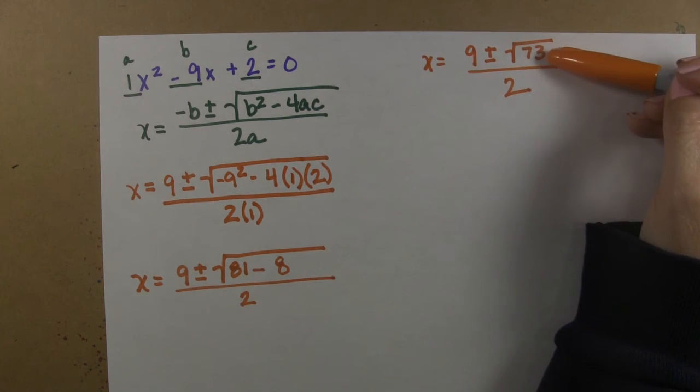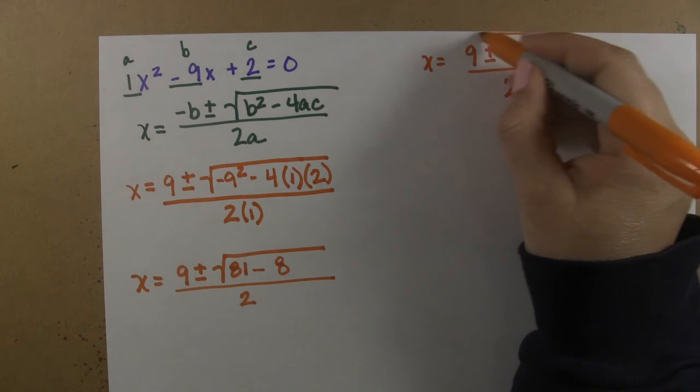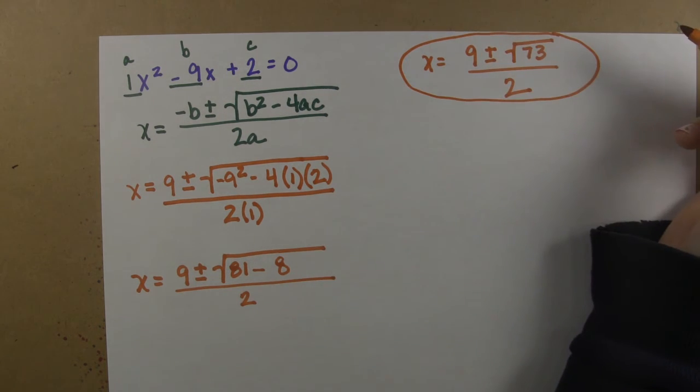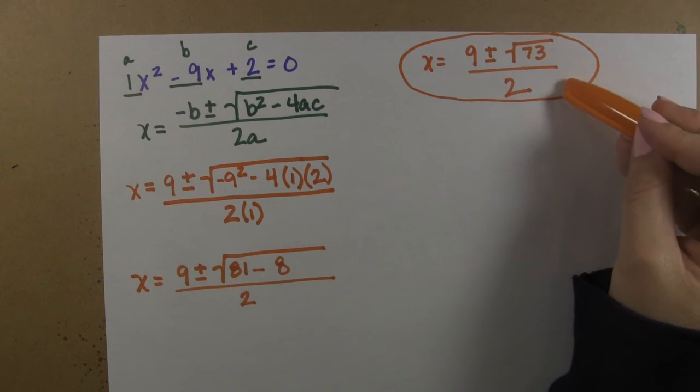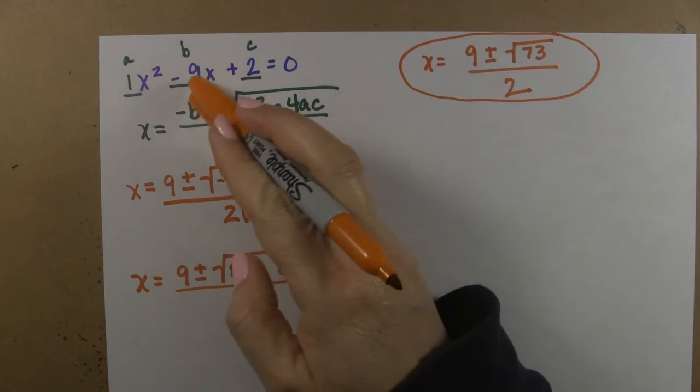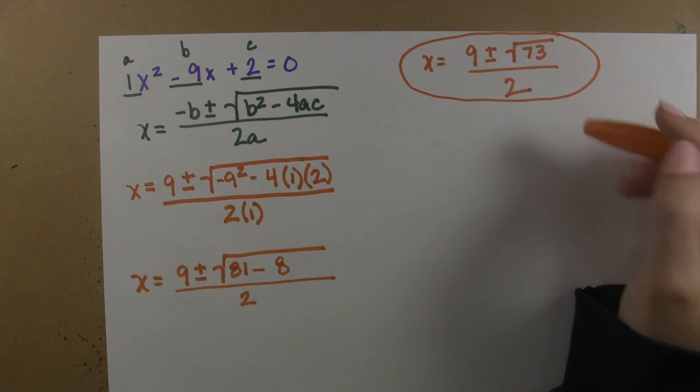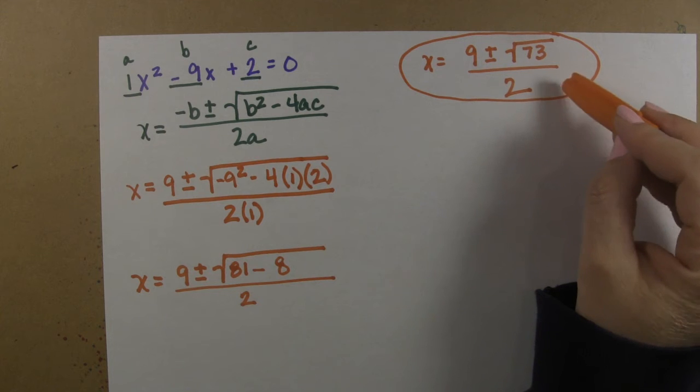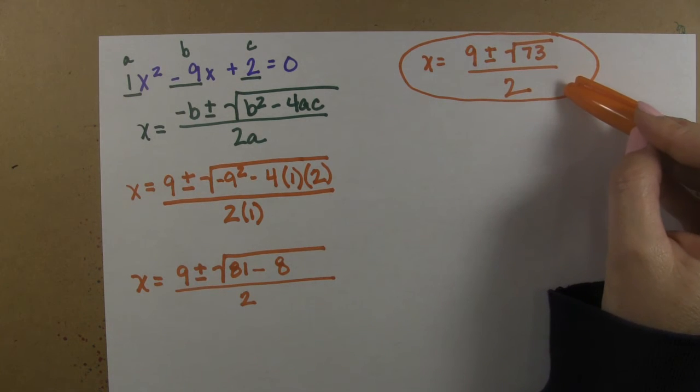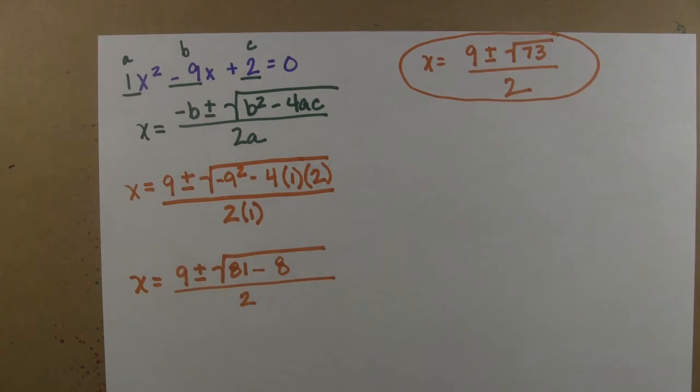Now I look at that number, square root of 73, and I ask myself if I can reduce it. And the answer is no. So this is my final answer: 9 plus or minus root 73 over 2. Isn't that a ridiculously ugly answer for what x equals? Yes, it is. And that's why we have the quadratic formula, because there's no way that we would be able to just think of that in our heads.